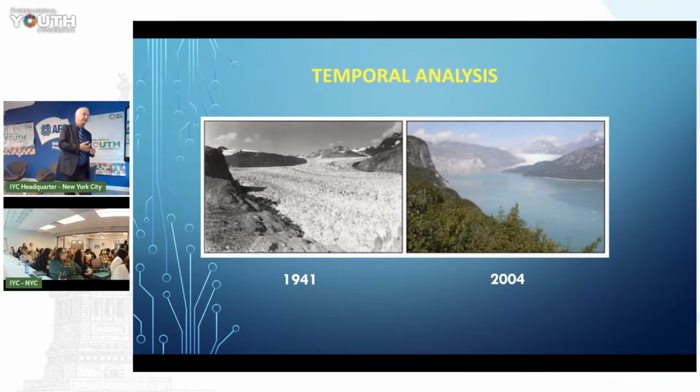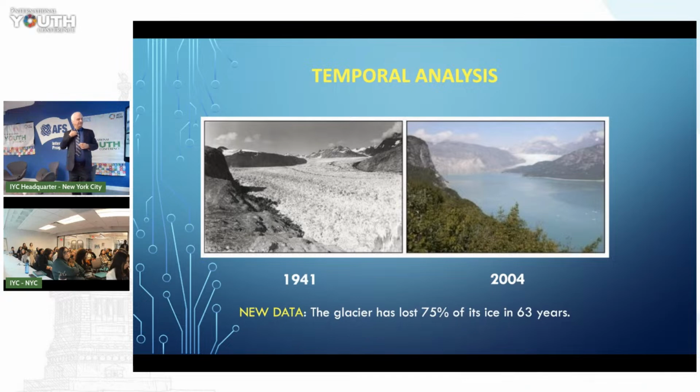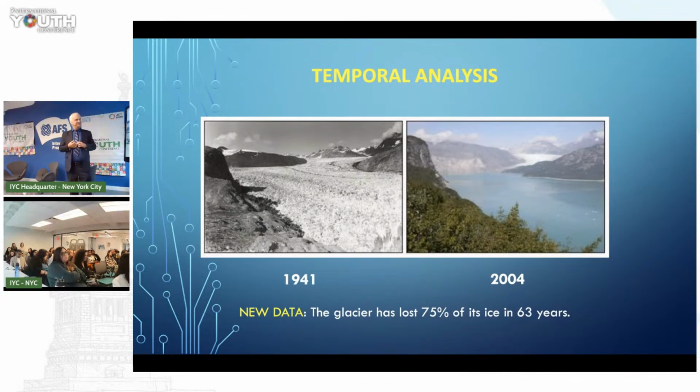The implicit narrative in this case is over the course of 60 years, the ice has diminished by 60%. That's a new piece of data that neither film has on their own, but the policymakers have by comparing them together. Okay, now let's see how spatial analysis works. There you go. The glacier has lost 75% in 63 years.